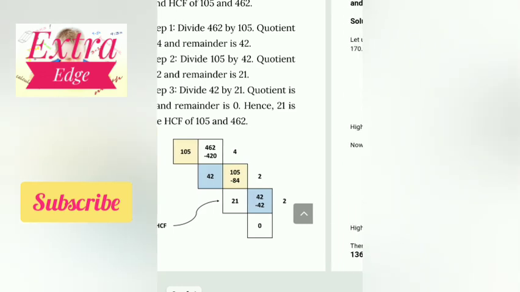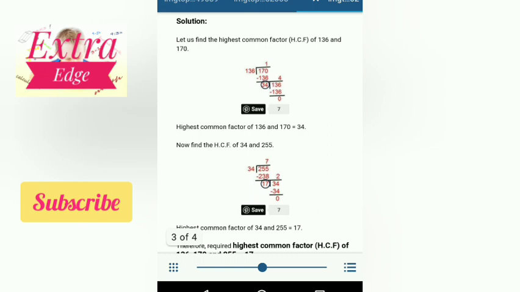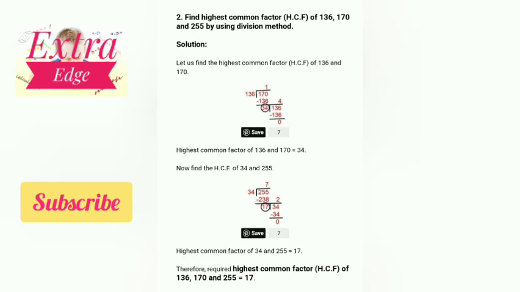Now let us take an example having 3 numbers. Here we have 3 numbers: 136, 170 and 255. In this case, we shall divide 170 by 136. First it is 1 time, so the remainder is 34. Now we'll divide 136 by 34, and we are getting a remainder 0. That means the last divisor is 34, so the HCF of 136 and 170 is 34.